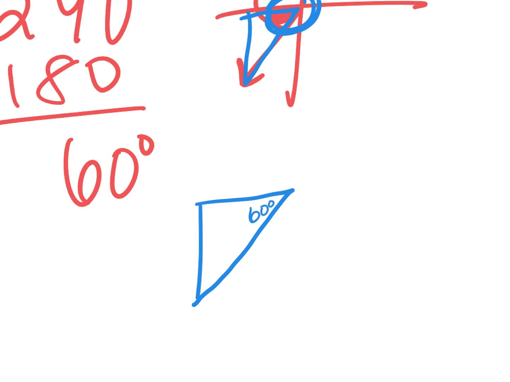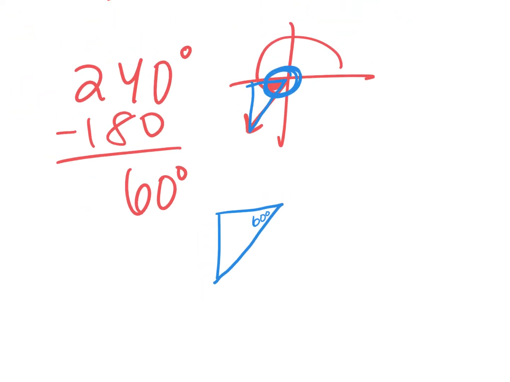So let's think about this. We're in quadrant 3. I'm going to draw a quadrant so you can see. We're in quadrant 3. Do you guys agree with me? This is my x values. These are my y values, up and down? Okay, so across from this 60 is what? 1, 2, or square root of 3? Okay, this is the square root of 3.